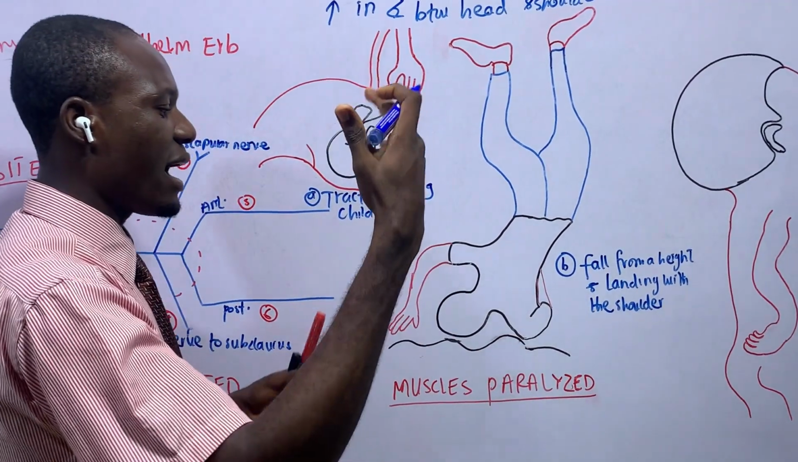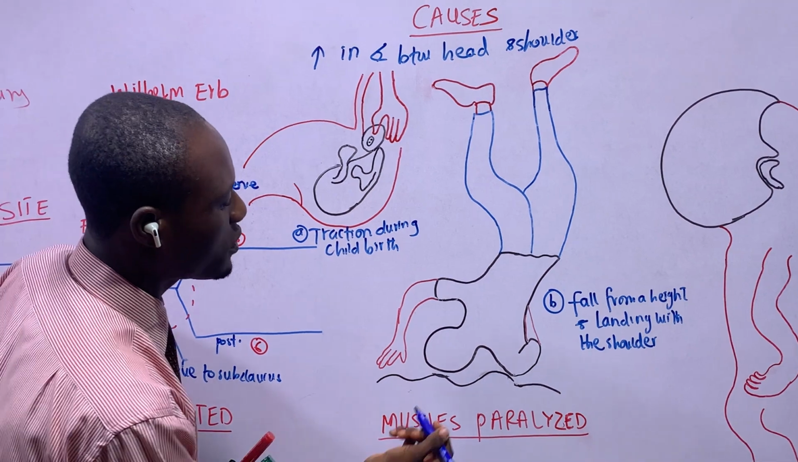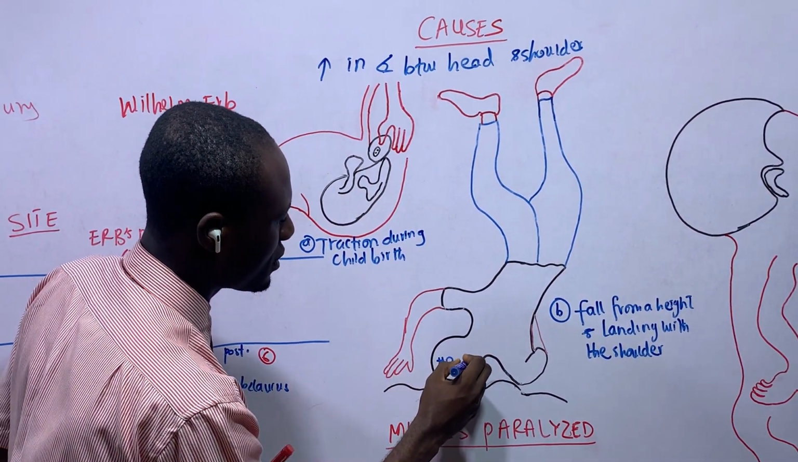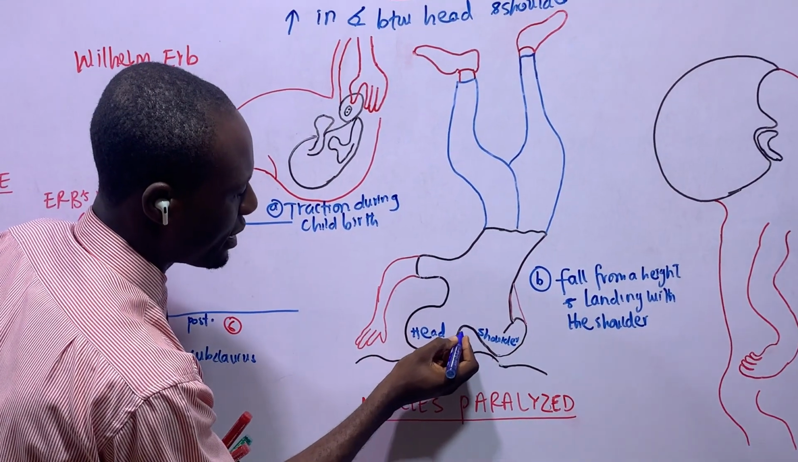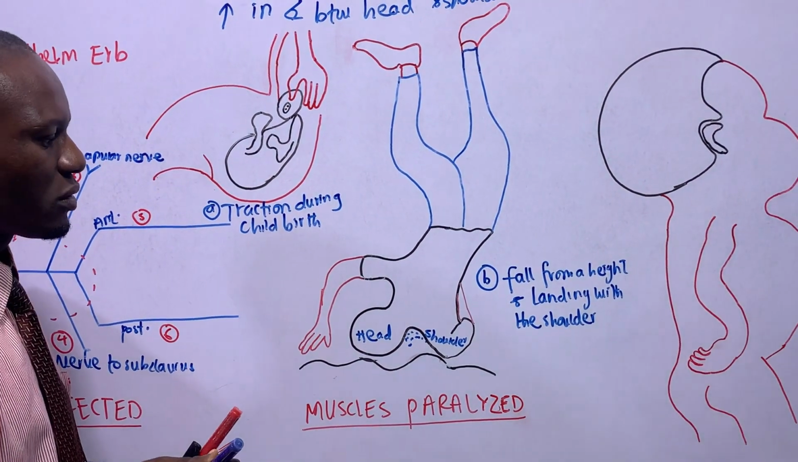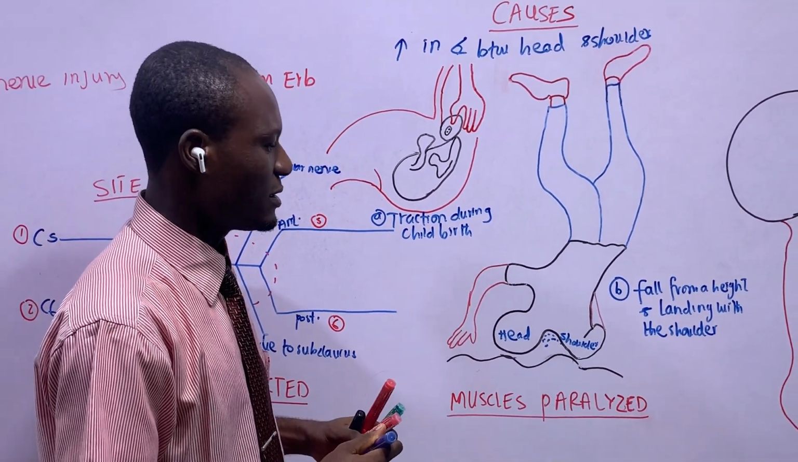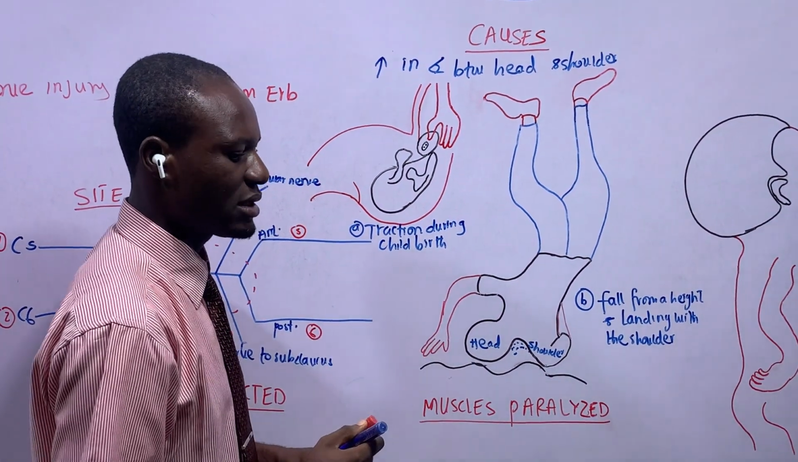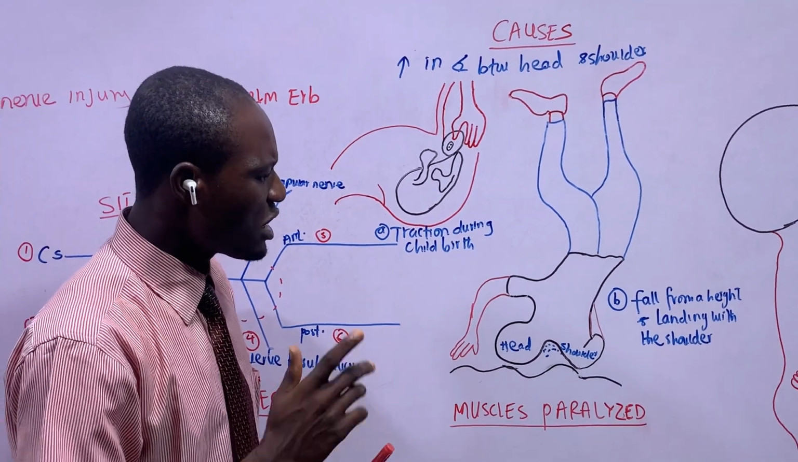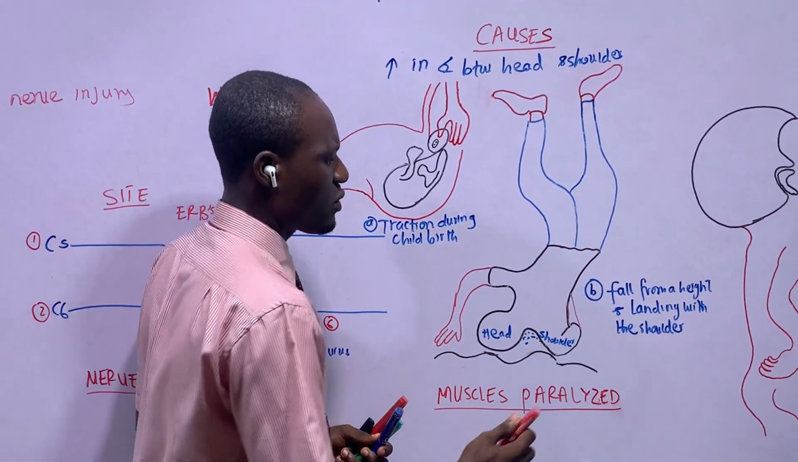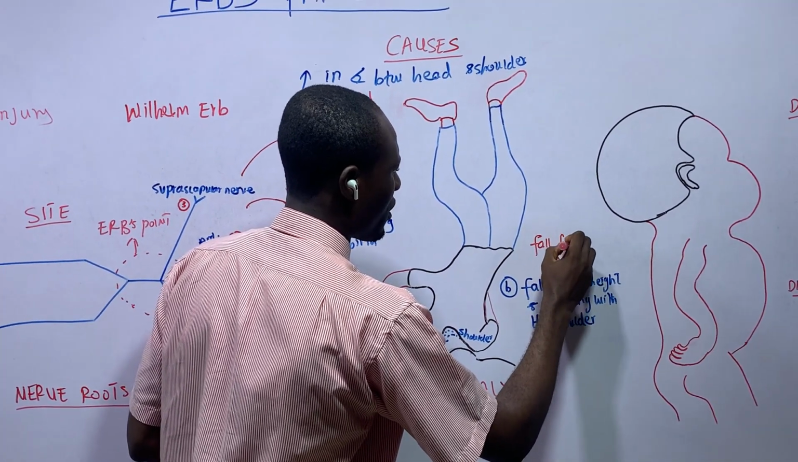So when there is a fall from a height and the individual lands on the shoulder, there's every tendency that the angle between the head, so this is the head of this individual, and the shoulder is increased. So this angle right here is increased in this situation. It could stretch the upper trunk, cause injury to the upper trunk, and that will result in Erb's paralysis. So remember traction during childbirth, and remember fall from a height and landing with the shoulder. A typical example of where this occurs is when there's a fall from a horse, like a fall from a horse's back.